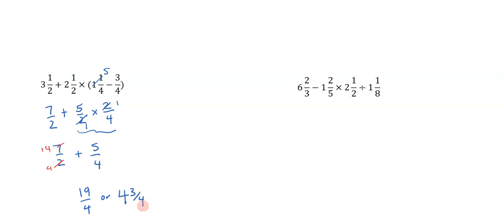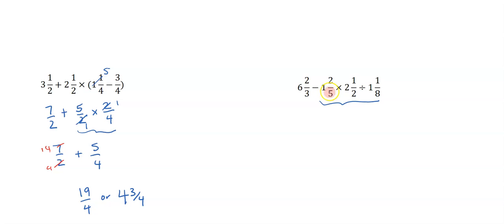If I look over on the right to the next question, I can see I have a subtraction, a multiplication, and a division. So I want to do multiplication and division before subtraction. Since this is all multiplication and division, I can do it all in order left to right, or I can do all 3 at a time.